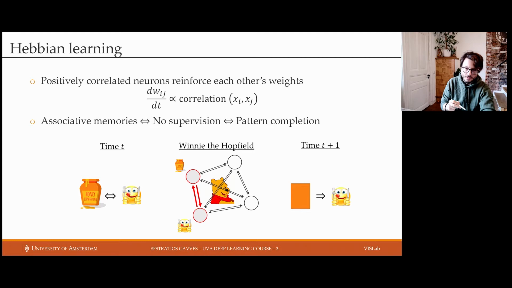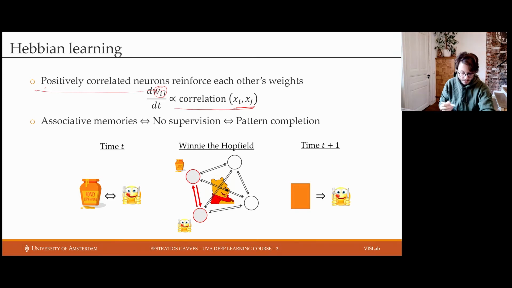Basically, the idea is inspired by biological neurons, and it is founded on the premise that positively correlated neurons should reinforce each other's weights. So the weight that connects the jth neuron with the ith neuron should be proportional to the correlation that we have in the neuron response between these two nodes. Intuitively, you can think of it like that.